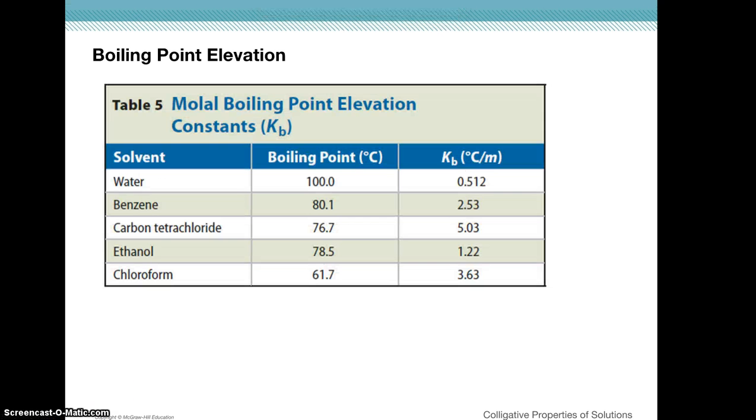Okay, so these are our constants, our K_B values, and the K_B is dependent upon the solvent. So if we're dissolving stuff in water, which has a boiling point of 100 degrees Celsius, our K_B is 0.512 degrees Celsius per molality. If we use a different solvent, here's the boiling point of that solvent, here is the K_B. So we're going to pick the K_B based on what we're dissolving the stuff in. Most of the time it's water, but you might need that chart to see any other K_B values for the solvents.